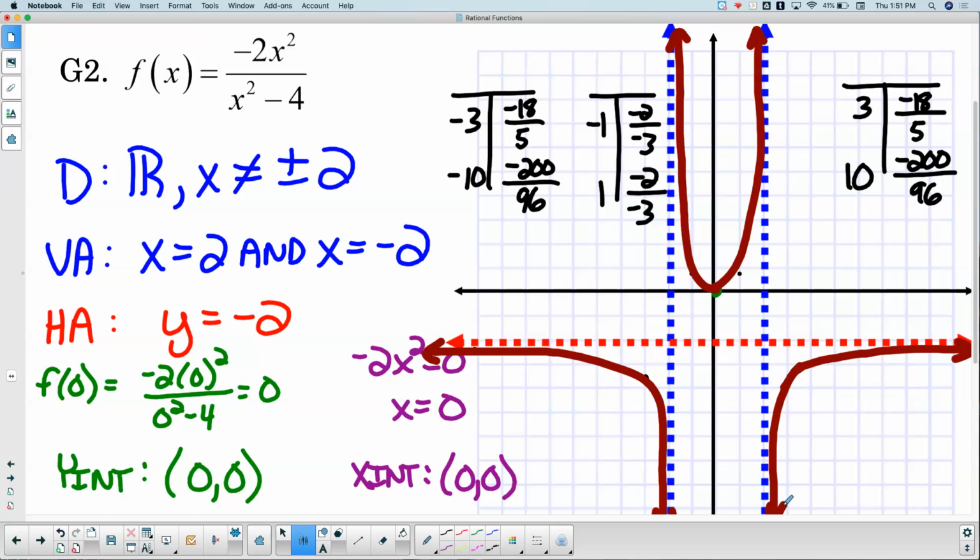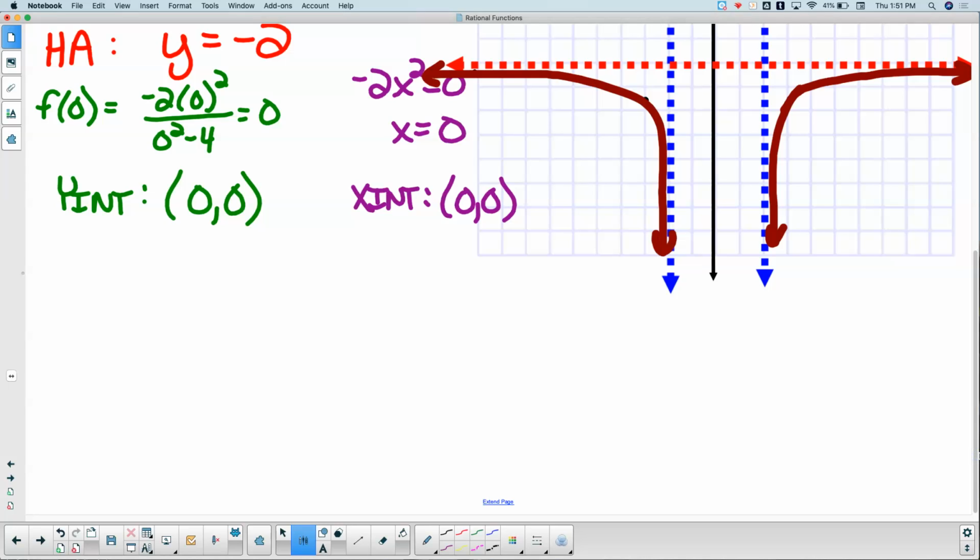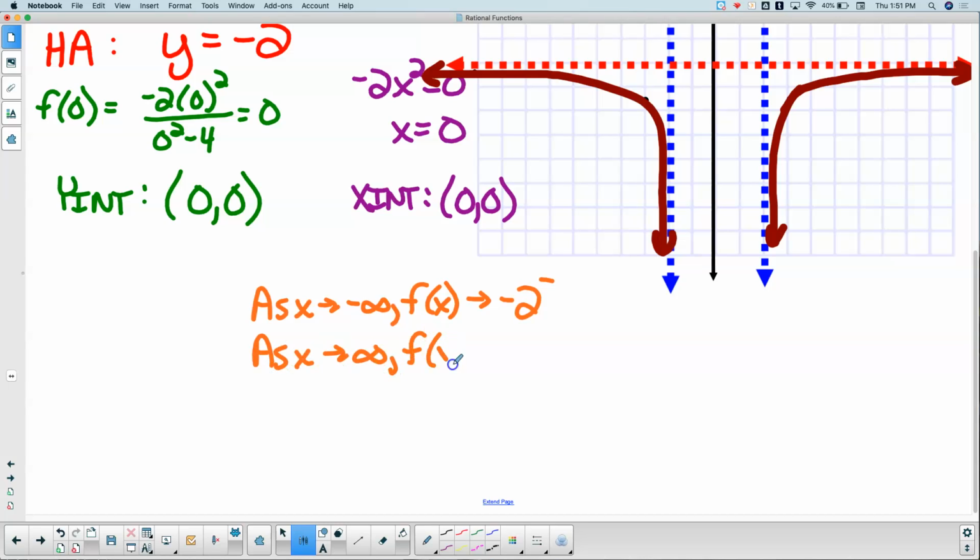That is going to allow me to do my asymptotal behavior and end behavior here. I'll go down here and write it. So as x approaches negative infinity, my function is going to approach negative 2 from below. As x approaches positive infinity, my function is going to approach negative 2 from below.